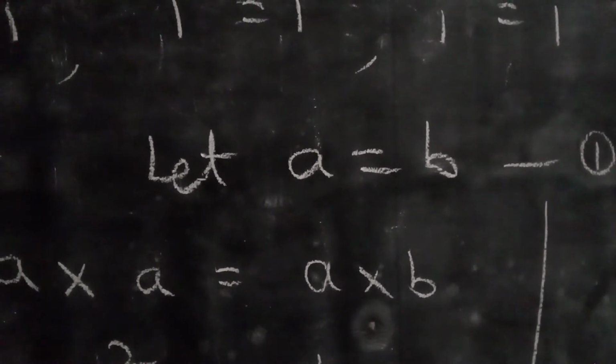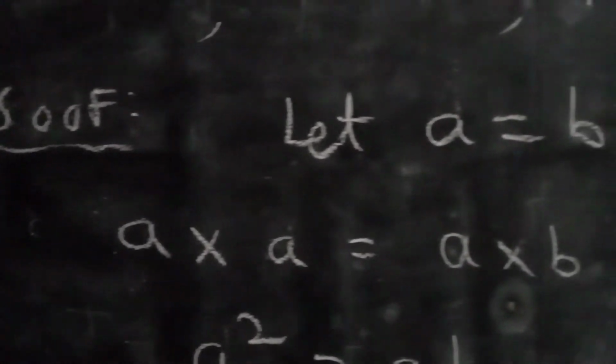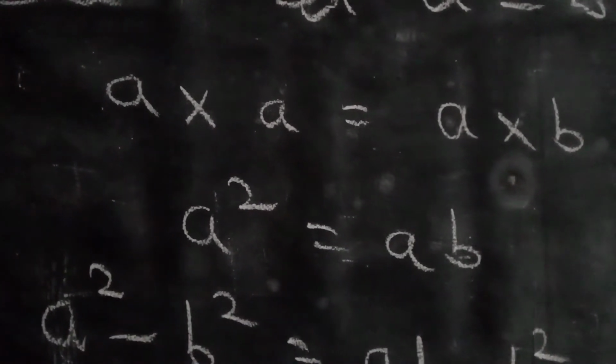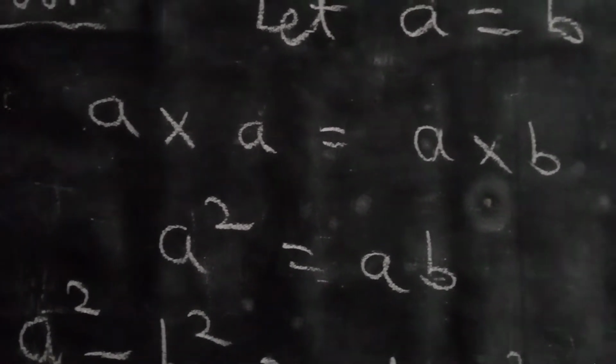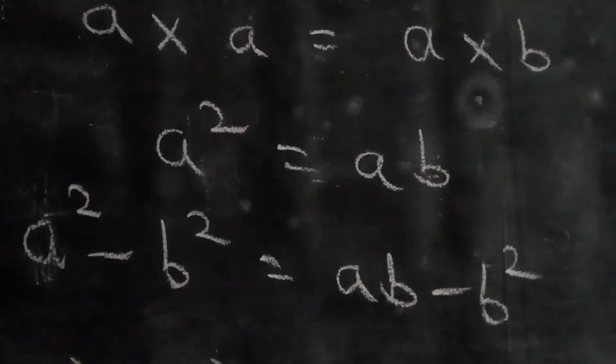Multiply both sides of equation 1 with A. Then you will get A into A equals A into B. What is the meaning of A into A? A square. A into A means A square. Equals A into B means AB. So A square equals AB.